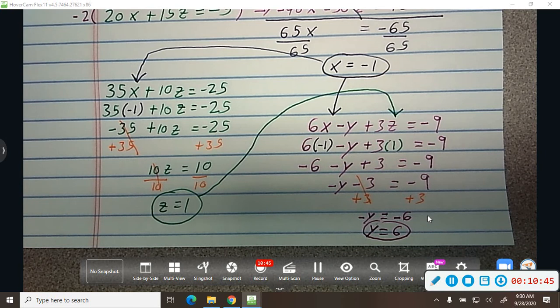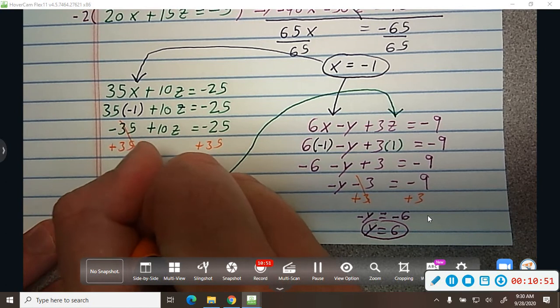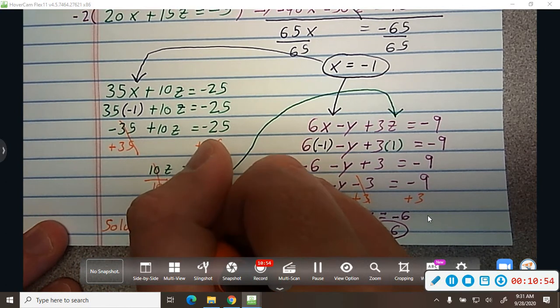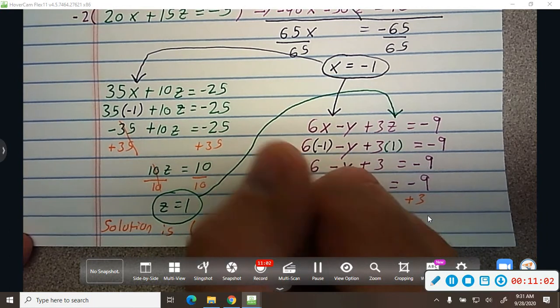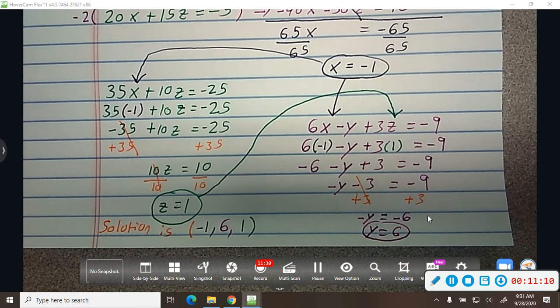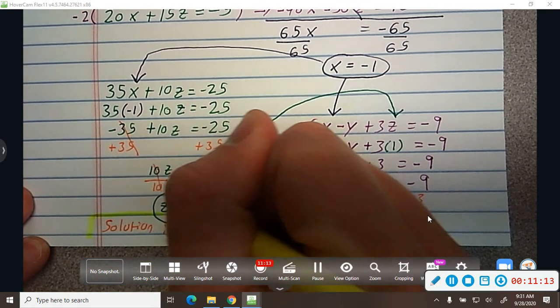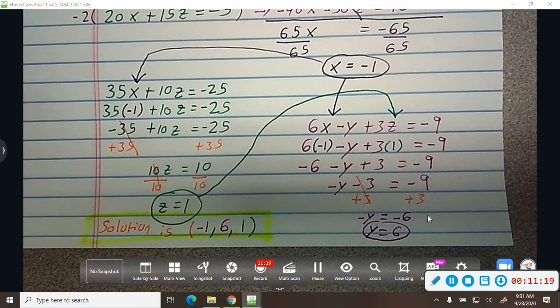Okay, somewhere you should put the final answer and say the solution is, let's see, x first, which was negative 1, and then the y, which is 6, and then the z, which is 1. And then maybe because there's so much work, I'll highlight my final answer. And so I just found that if you go back to the original equations and you plug negative 1, 6, and 1 in, you should get 3 true.